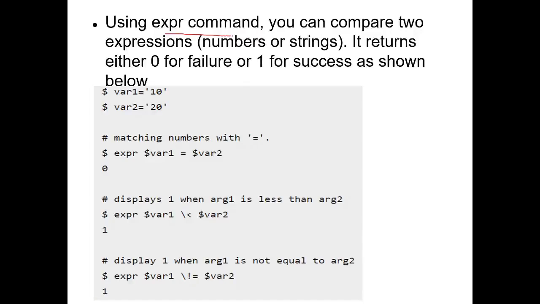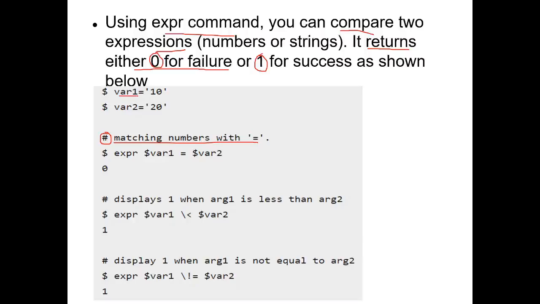So using the expr command, you can compare two expressions. It returns either 0 or 1. If the expression fails, it is going to return 0. If it is successful, it is going to return 1. See, this symbol indicates a comment line, so it will not be executed by the interpreter.